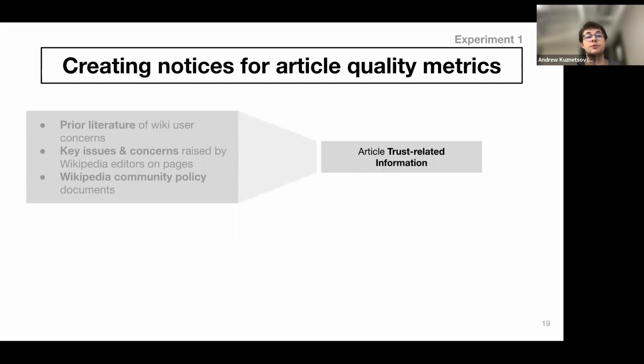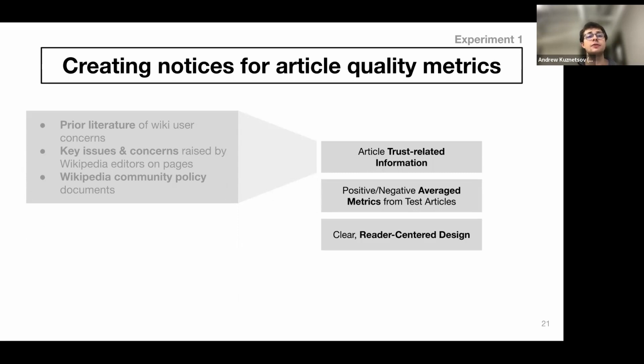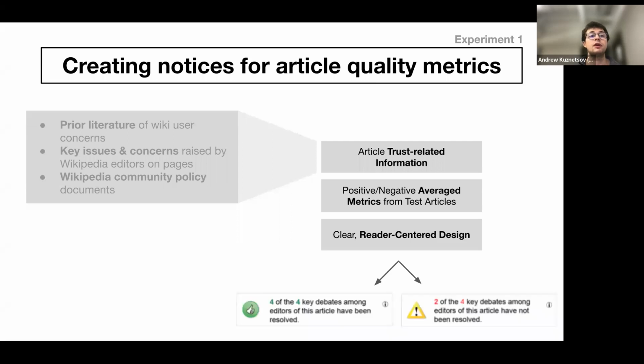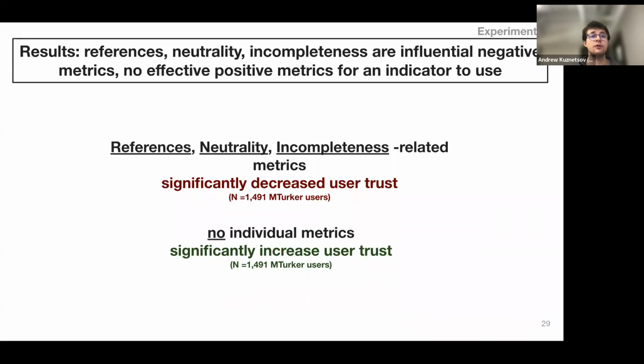To create our notices, we started by clustering article trust-related information from several sources. Then we took this information, created metrics that represented them, and computed them by hand for the test articles. Next, we designed the notices for these metrics. These were specifically designed to inform readers. Finally, we created a positive and negative version of each. In our result, we found significant negative impacts from many notices, none from the positive notices.